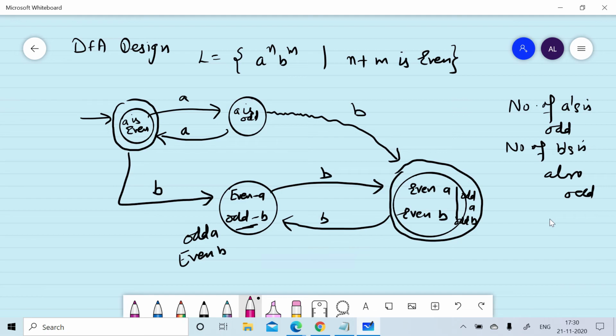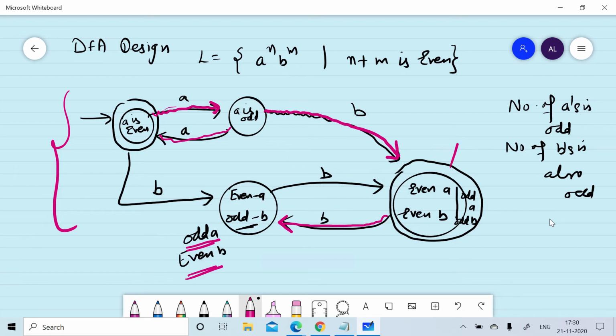You can consider this path: a, that is odd; the number of a is 1, and it might also be 3. Then I will read a b, and then I will read another b. We will come back to this state. So it represents the case of odd a and even b, which is not an accepted string. So our final DFA will look like this.